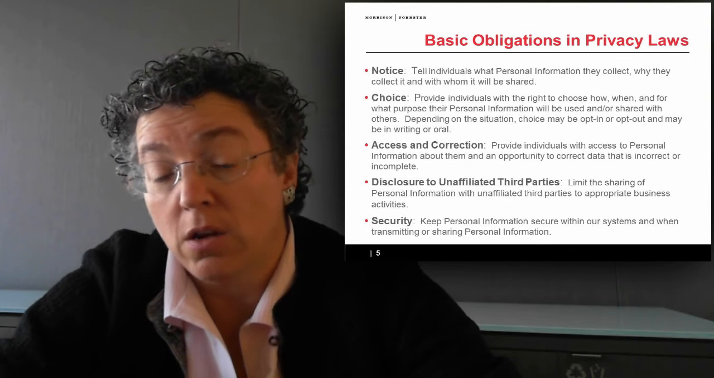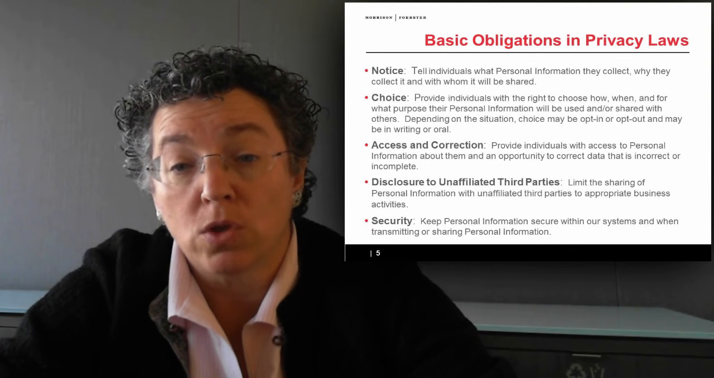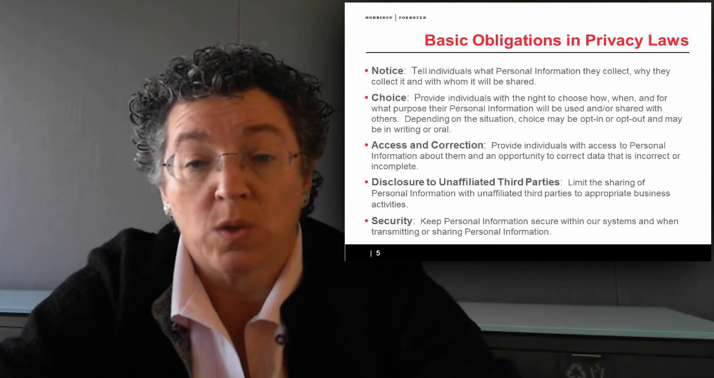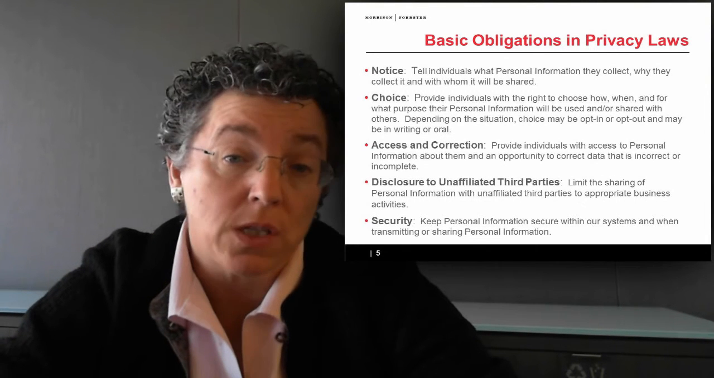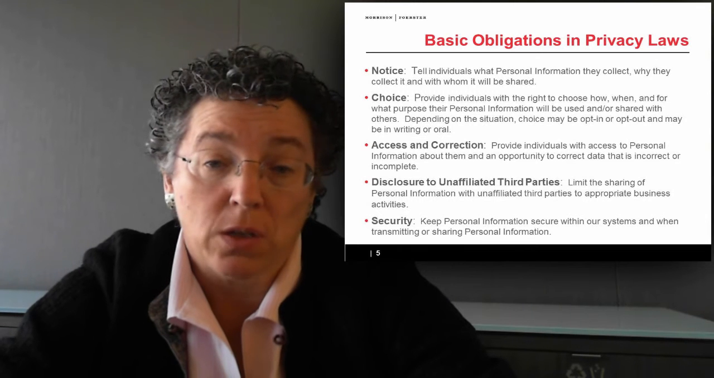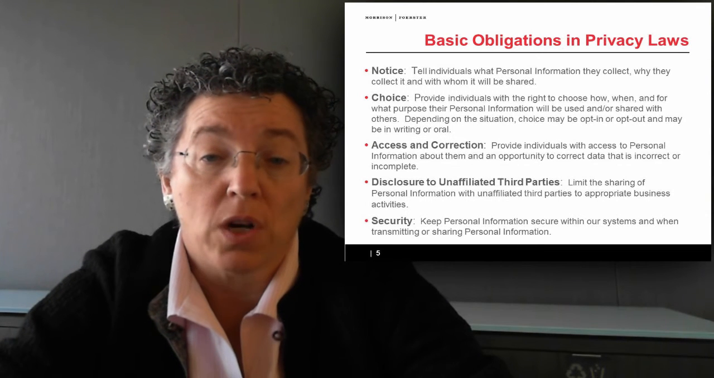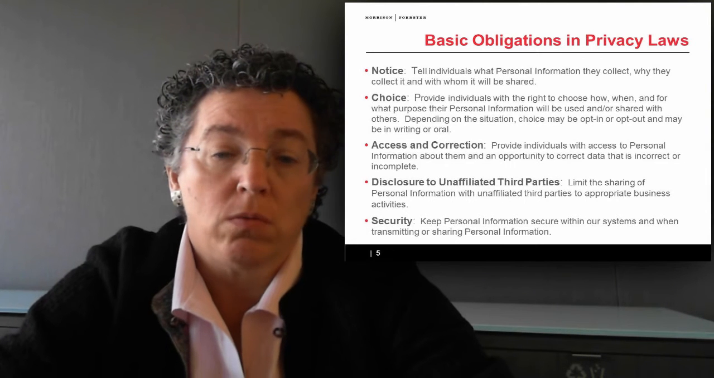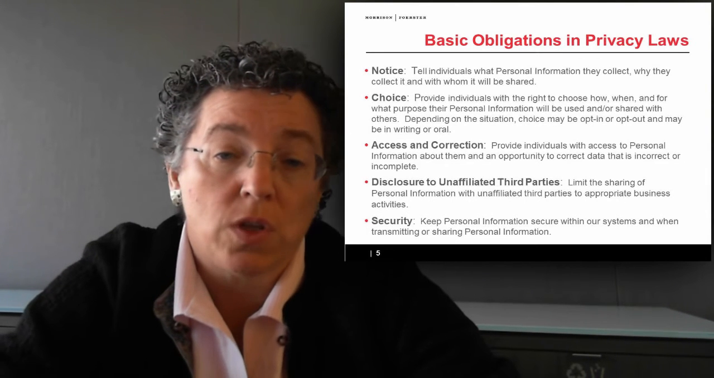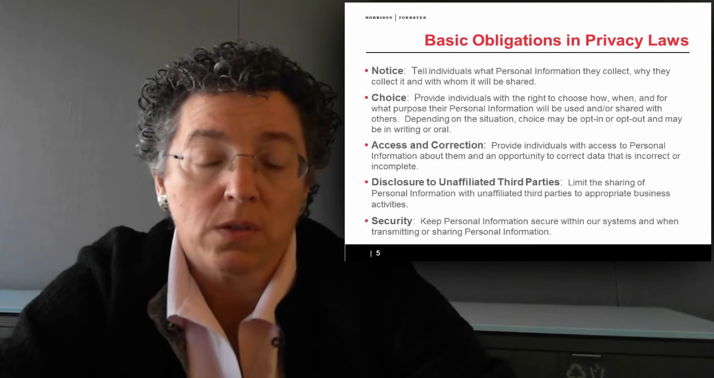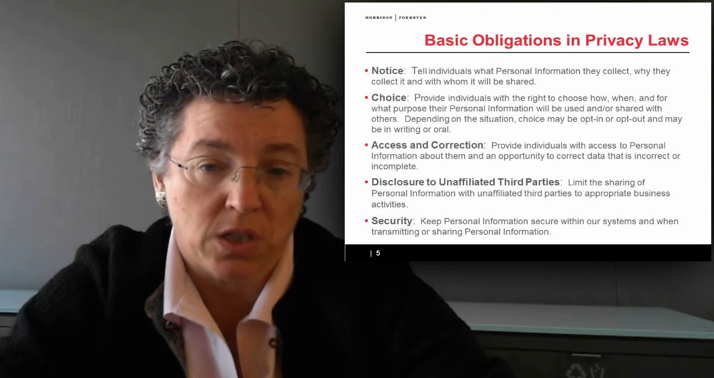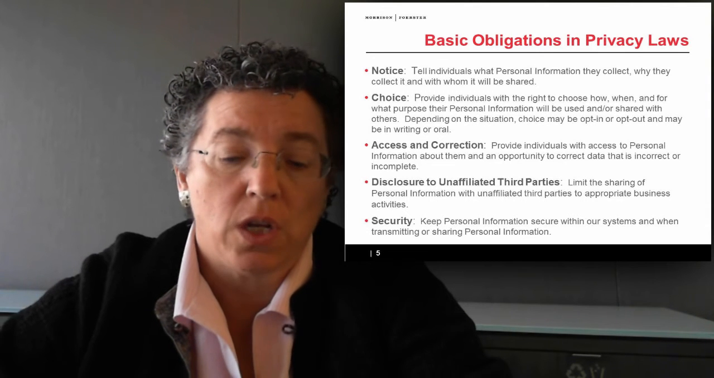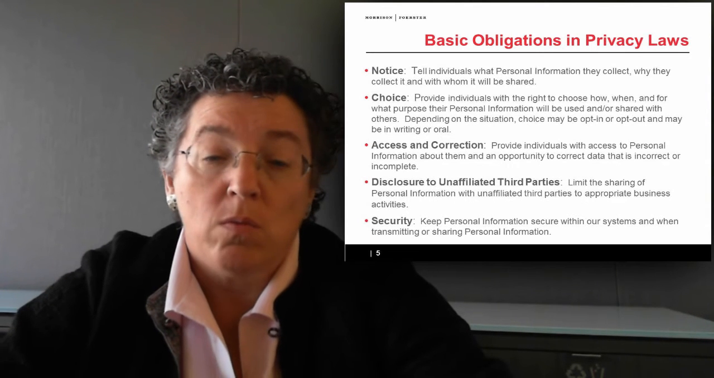There are very many countries that have rules about limiting disclosures to unaffiliated third parties. That is often something that requires special rules, special notice, sometimes special consent. Every data protection law has some element regarding security. You can't have privacy if you don't have security. If you aren't able to protect the information and ensure that it's only used for appropriate purposes, then you really can't promise anyone that you're protecting their privacy. So just about every privacy law in the world has a security element in it.